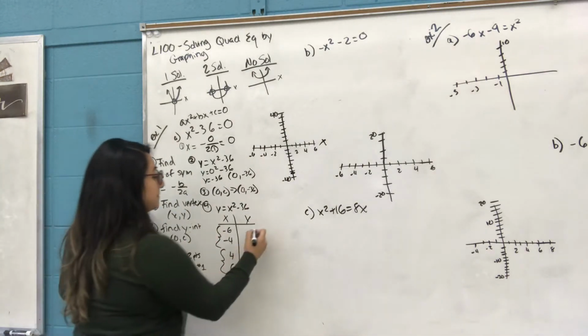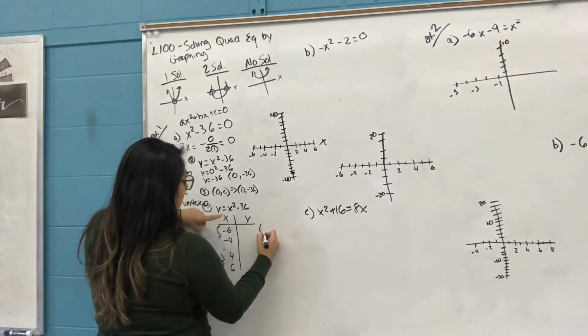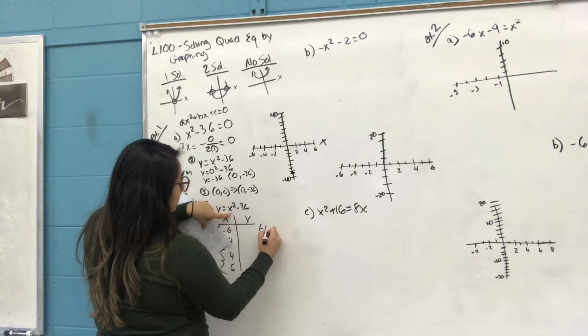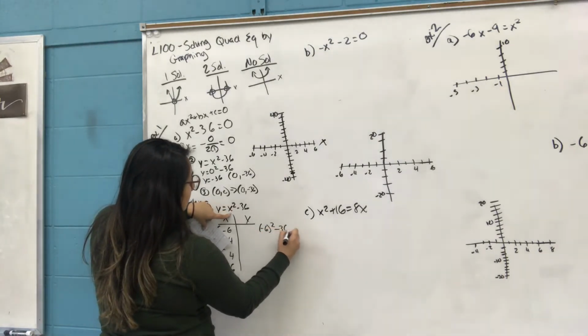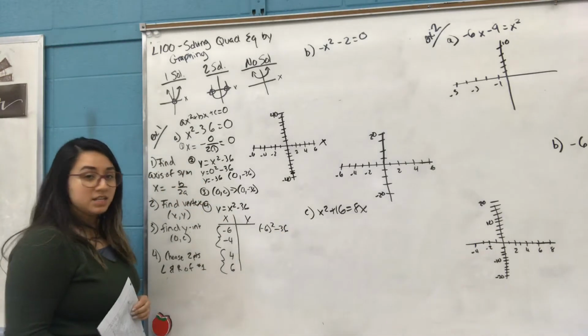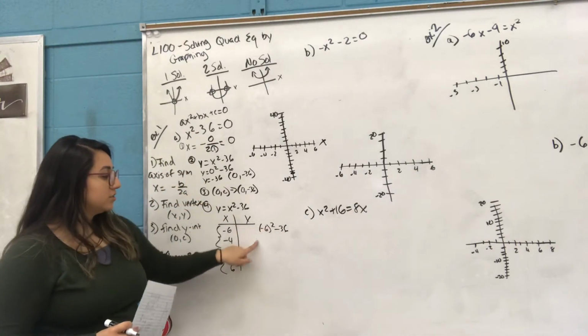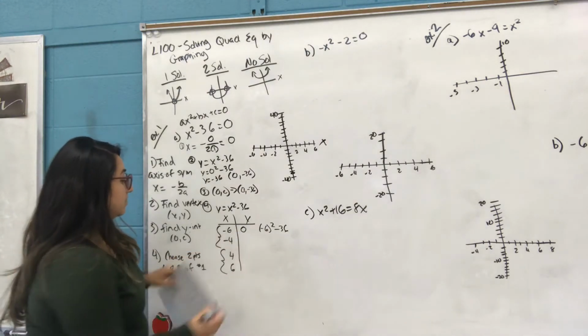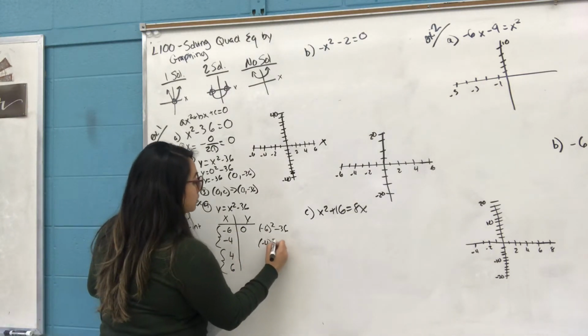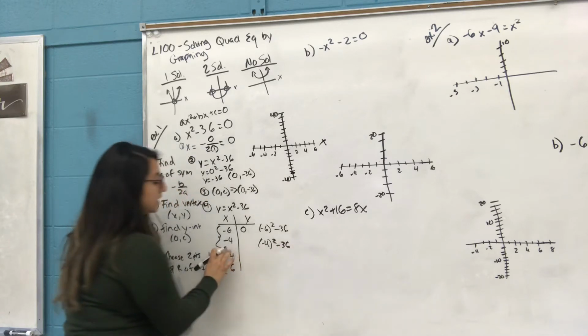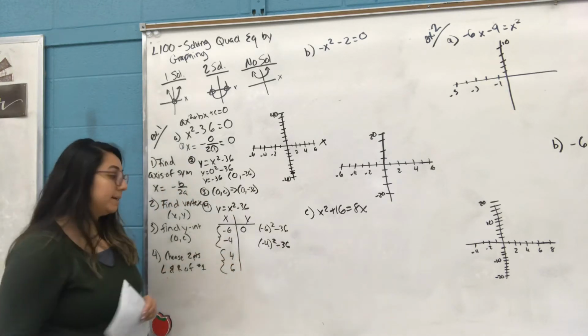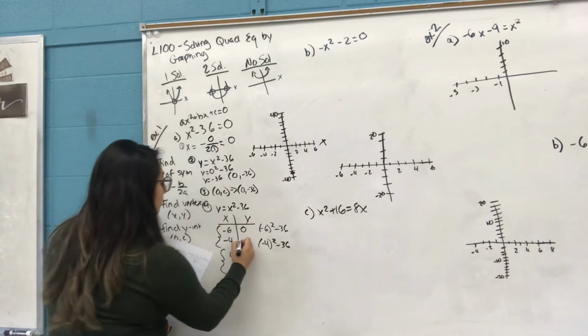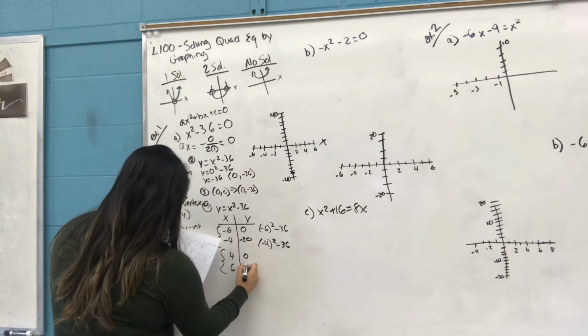If you plug in x in place of -6 in this equation, you end up with this. And then you solve for it. -6 squared is 36. 36 minus 36, 0. Same thing here. -4 squared minus 36. You're just replacing x and then you're solving for y. So let me just solve this out real quick. I solved this out.